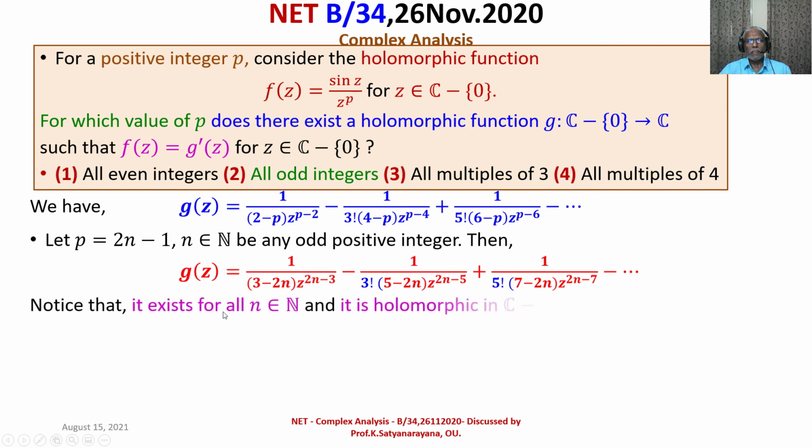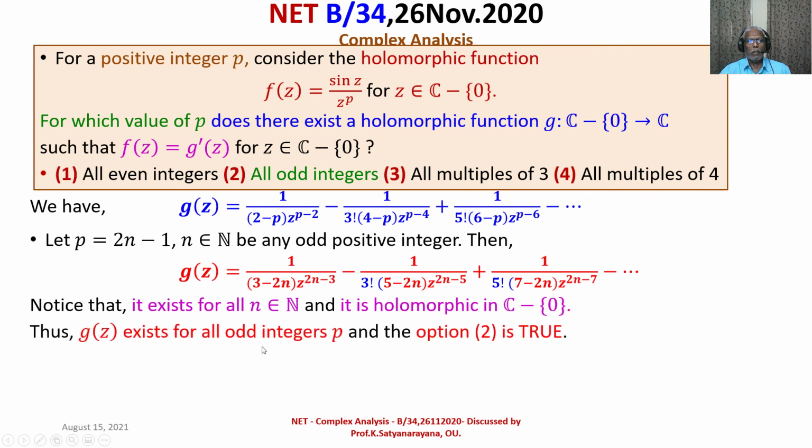Notice that it exists for all n belongs to N. And it is holomorphic because you can differentiate any number of times. And because it exists for all n belongs to N, it exists for any odd positive integer. That means it exists for all odd integers. That is true. And it is a holomorphic function because you can differentiate any number of times. So thus g(z) exists for all odd integers p, and therefore option 2 is true.